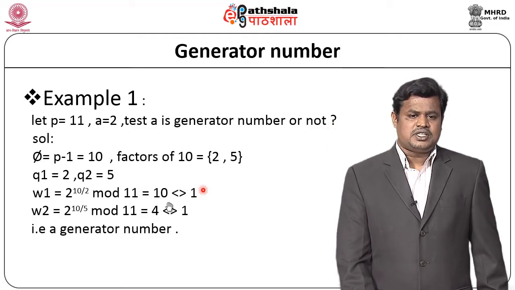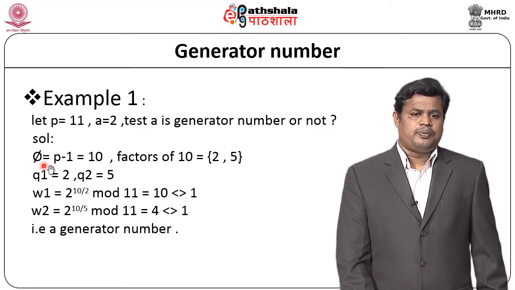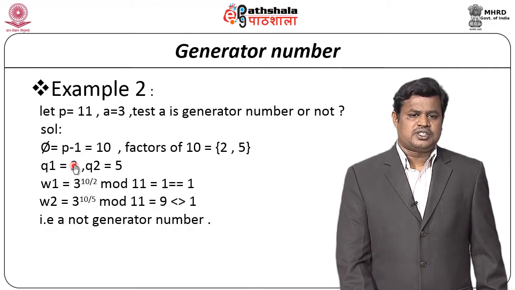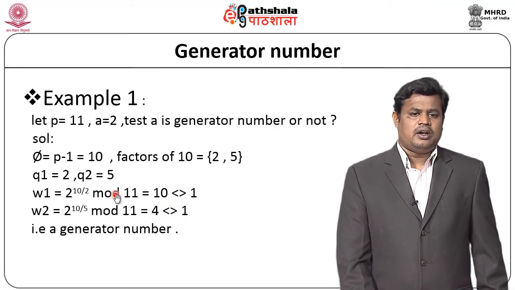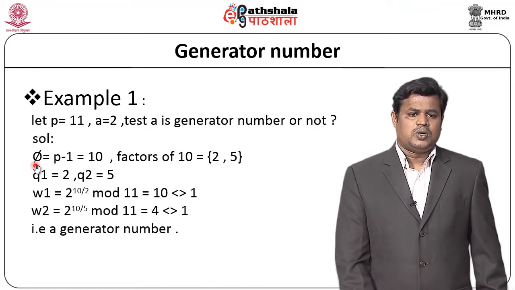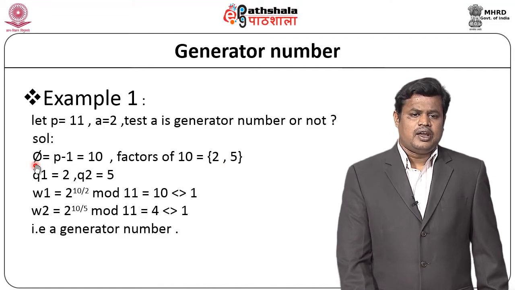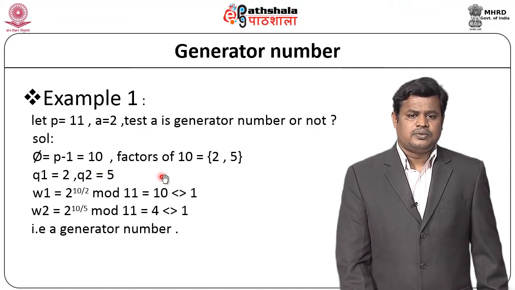Based on the previous step, I need to find phi of p minus 1, that is your second step. I want to know the value of phi of p minus 1. Here phi of p minus 1 is 10, and the factors of 10 are 2 comma 5. We can apply Euler's totient function, or Euler's phi function, to find the factors of 10. So we got 2 and 5. Now we have q1 equal to 2, q2 equal to 5.